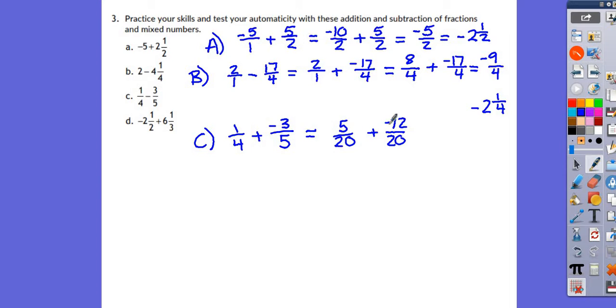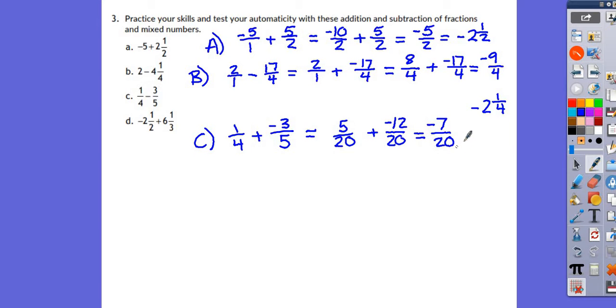Now I have a positive and a negative. That's different signs, so I subtract. 12 minus 5 is 7. Keep the sign of the larger number. Larger number is that, negative, over 20.